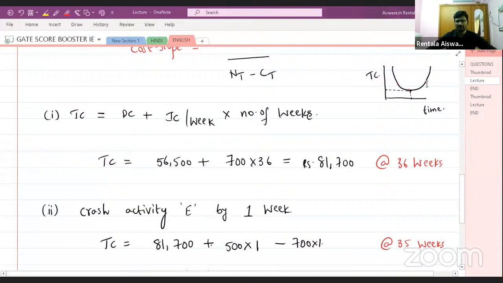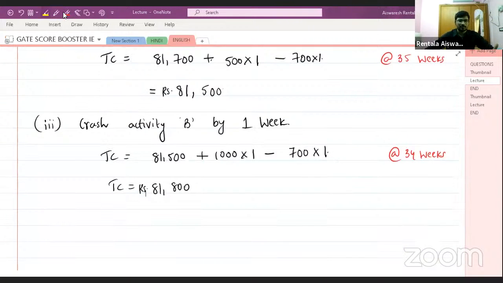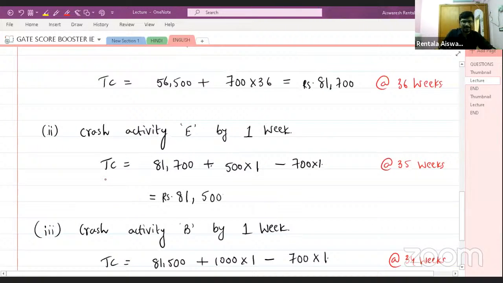Very good. Now you can see, as you are crashing, the cost is reaching a minimum and again it is increasing. That is what you can visualize. So what is your minimum total cost? It will be 81,500. And what will be the minimum time associated with this cost? That will be 35 weeks.